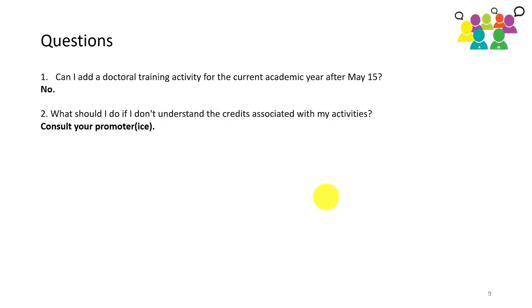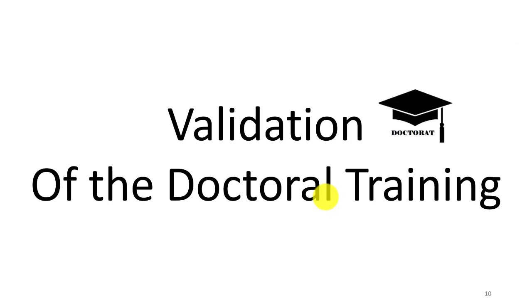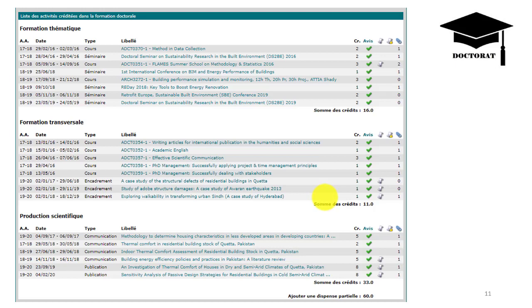Now, the last and final step for doctoral training: you will need to validate your doctoral training at the end of your PhD in order to be able to defend it. And as you can see, when you reach the end, you need to make sure that you are falling between 60 and 90 credits. Never forget that. You must never exceed the 90 credits.